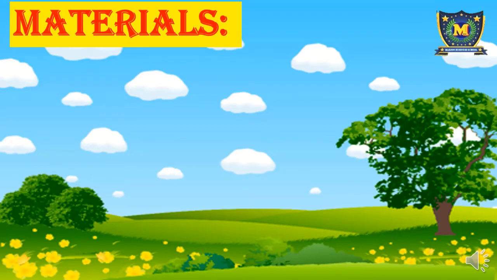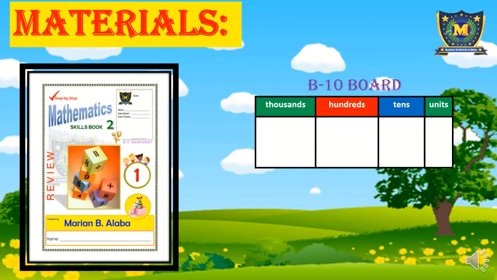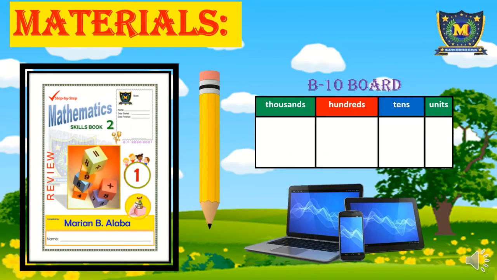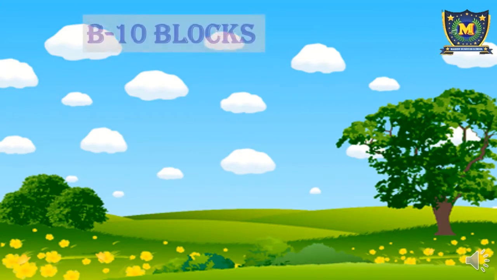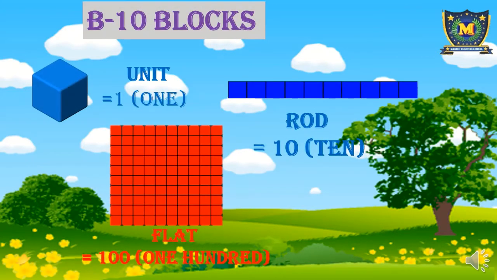Materials. These are the materials you will be using for this lesson. First, you need this beading board, this workbook, a pencil, and last one, a laptop, a cell phone, or a tablet. And you also need these beading blocks. We have here the unit, the rod, and for this lesson, we will meet the new friend, which is the flat.